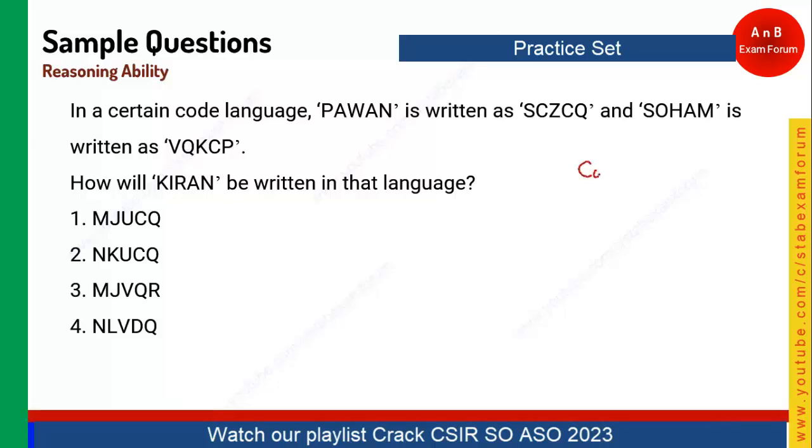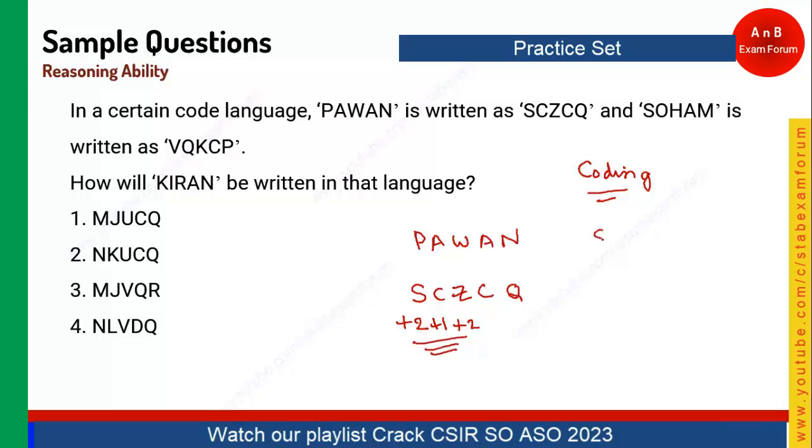This is also from coding, but this time it is operational coding. Okay, let's see this question. So Pawan can be written as SCZCQ. So how is this coding? Let's see. PQRS, so we are adding 2 characters. ABC, we are adding 1 character. WXYZ plus 2. Don't go further. So we have got this series: plus 2, plus 1, plus 2.